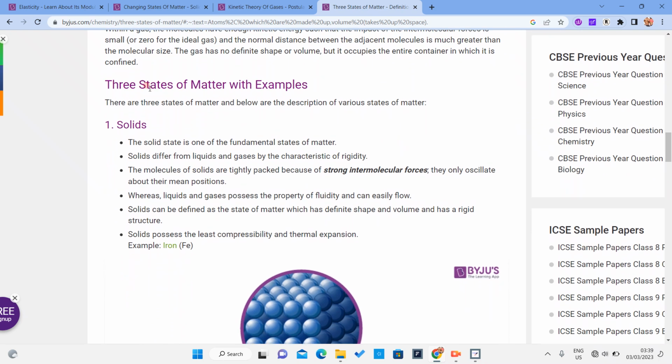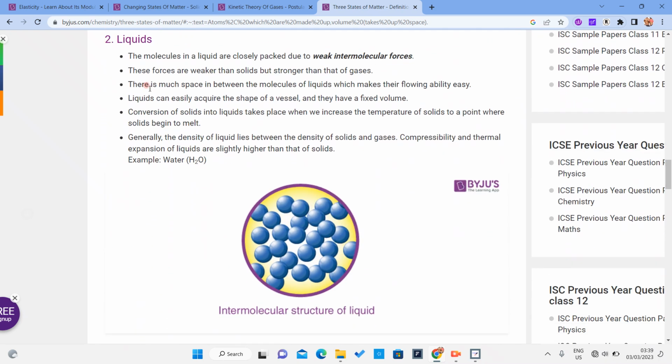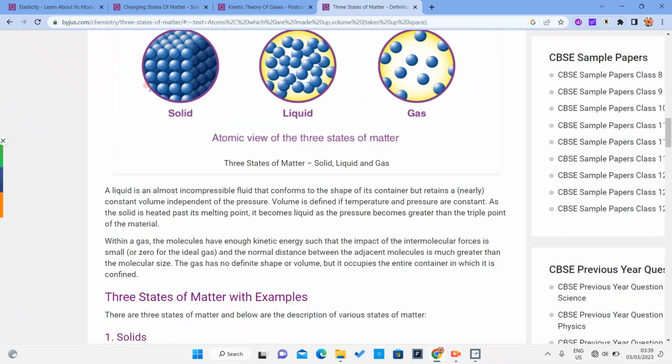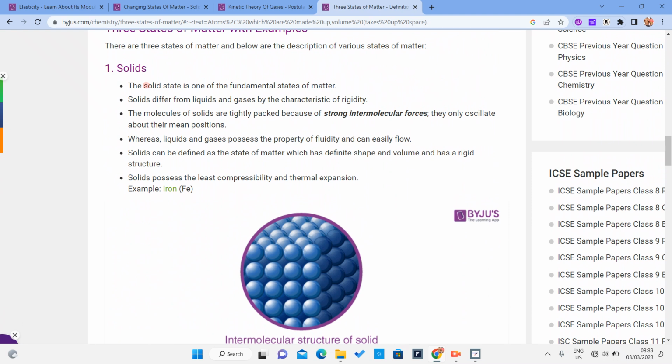Okay, now let's talk about some of the characteristics of all the three states before we go back to the changing of states. So for solid, as I said before, they have strong intermolecular forces, and they basically just oscillate about a mean position.